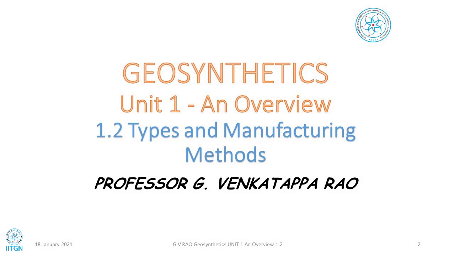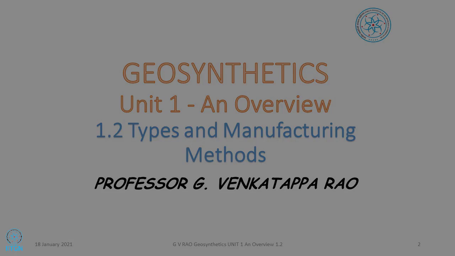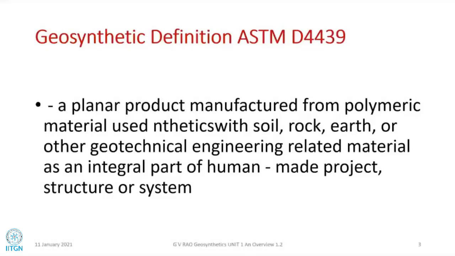Okay, last time we began with the unit 1.2, types and manufacturing methods. We first defined geosynthetics, and what we are looking at is a planar product.